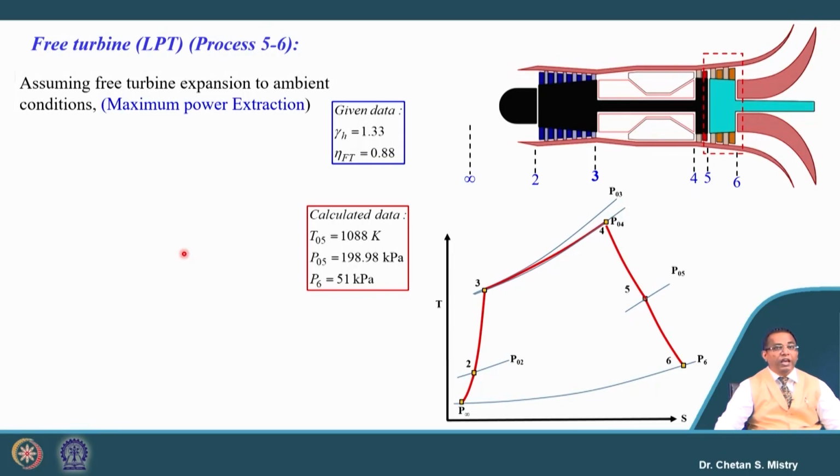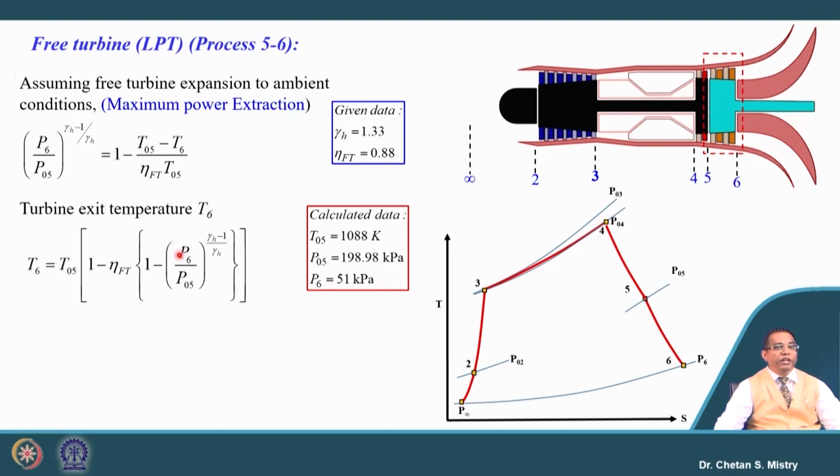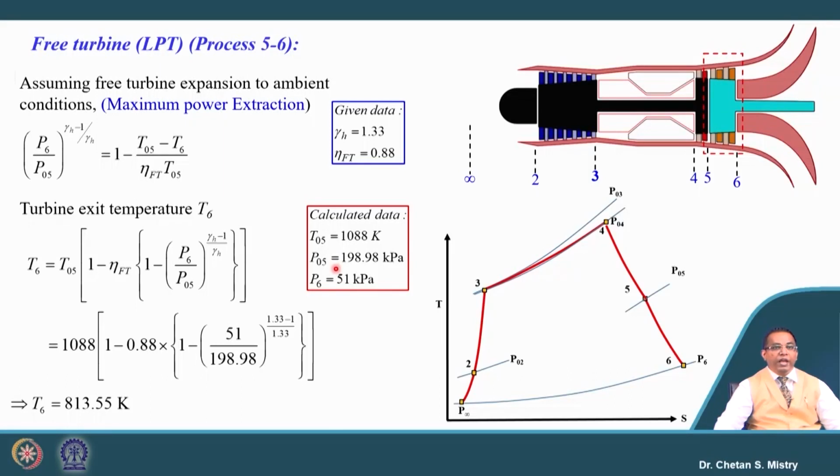We want to go with the calculation for the free turbine. We want to extract the maximum amount of work, and in order to calculate that, based on the formulation for free turbine efficiency, we can calculate the temperature at the exit. Since the exit pressure is 51 kilopascal, and the entry pressure is 198.98 kilopascal, this will give the exit temperature to be 813.55 Kelvin. This number is not a small number, just imagine that part.